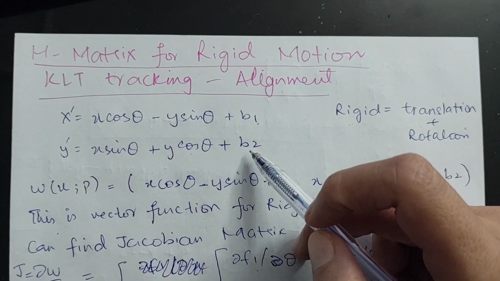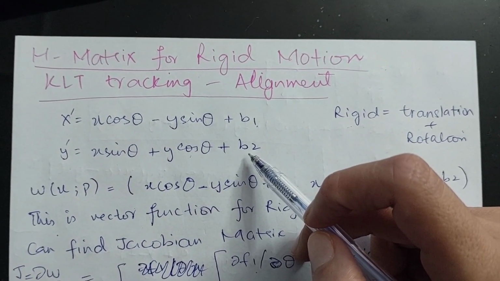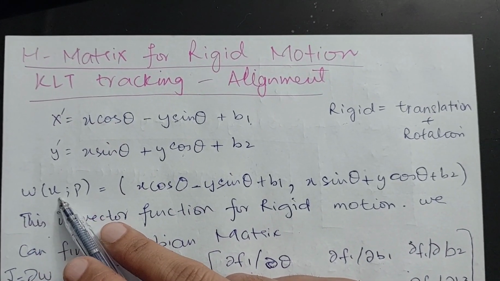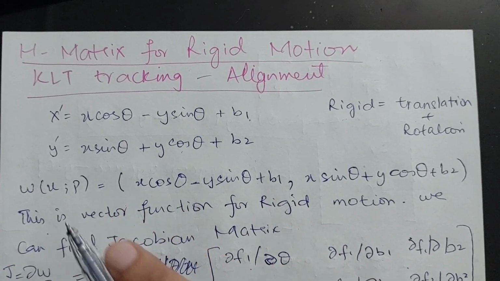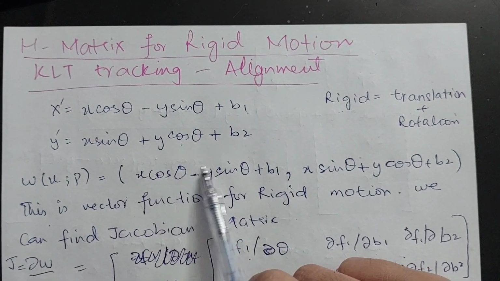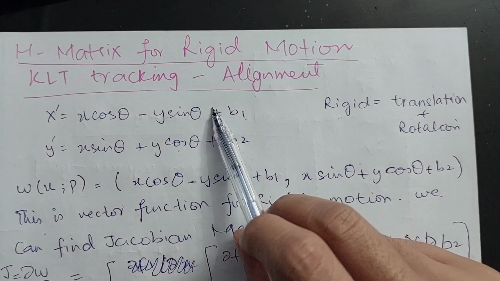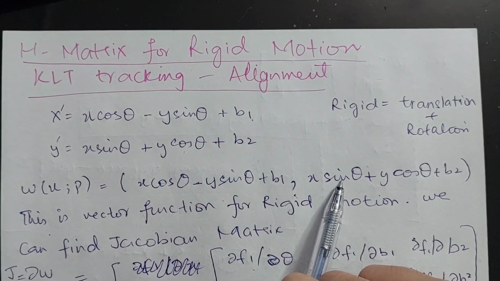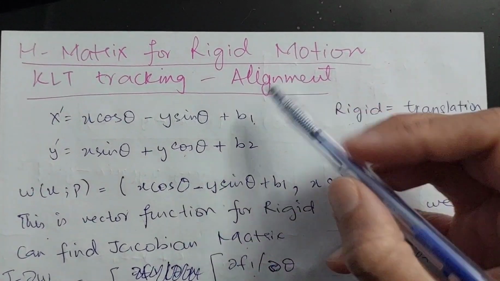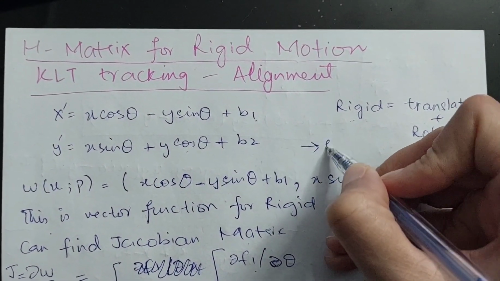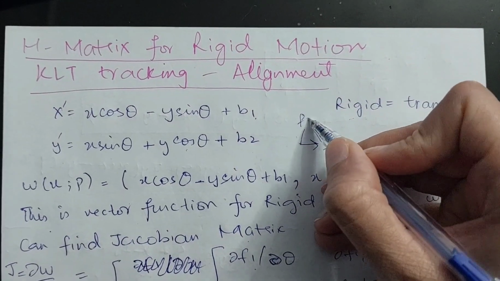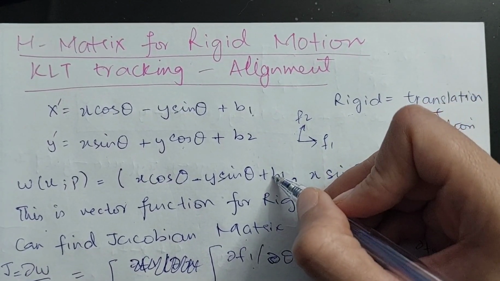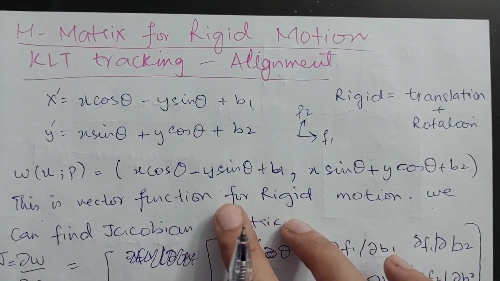If you want to write down these equations and represent this motion with a vector function, then we say that this vector function is defined in some parameters p, and you can write this vector function in the form of these two sub-functions. This first equation becomes the first sub-function f1, and this second equation becomes the second sub-function f2. It means that your motion can be represented in the form of two functions f1 and f2, and these depend on the rotation angle and the translation parameters. So this is a vector function for the rigid motion.